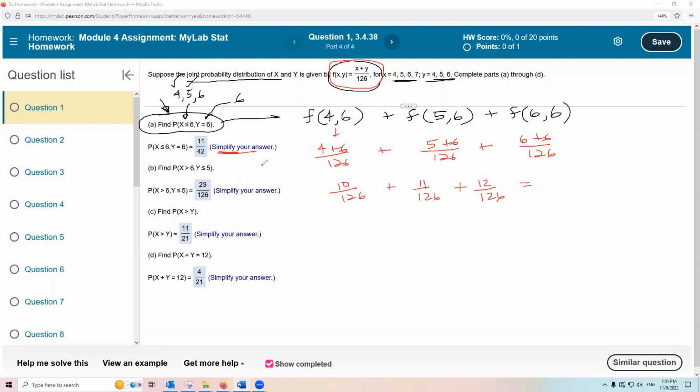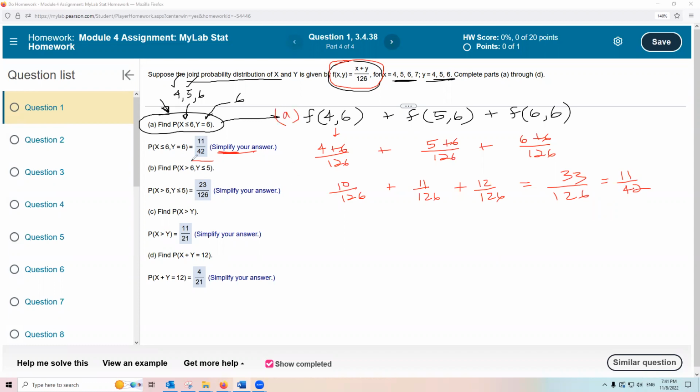The answer says simplify your answer, so we're going to have to simplify fractions. If I work this out, let's say we got 21 and 12. I think that's 33. And I think we can divide top and bottom by 3. So we're ending up with 11 over 42 for that one. All right, so this is part A.